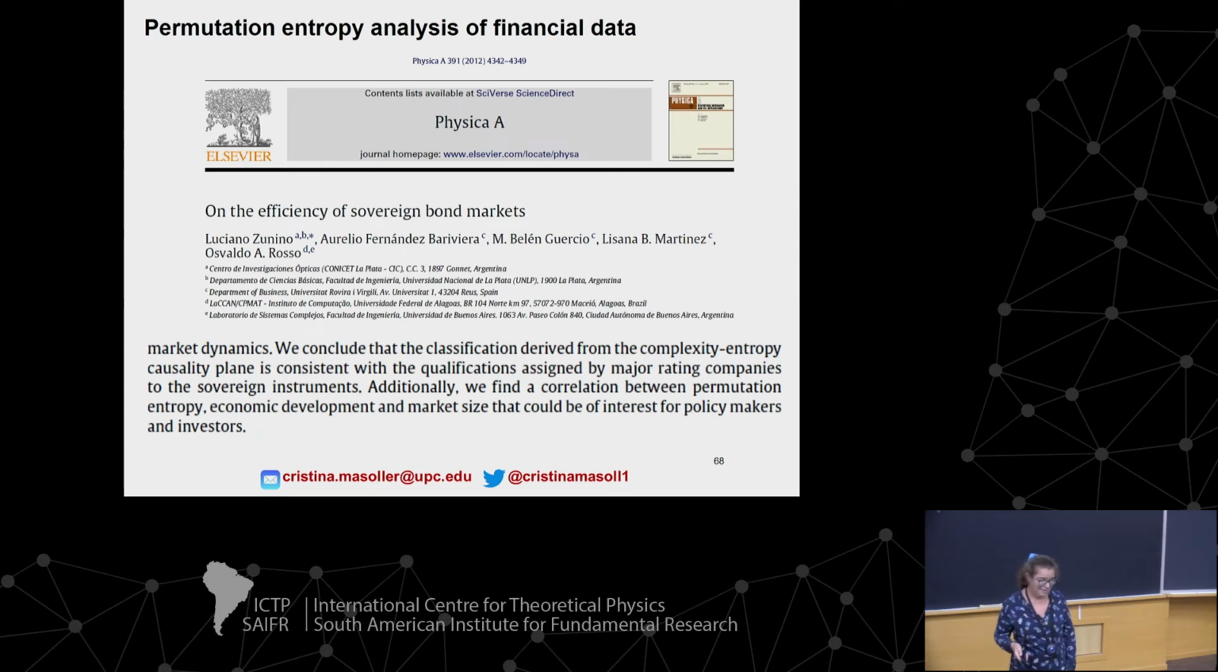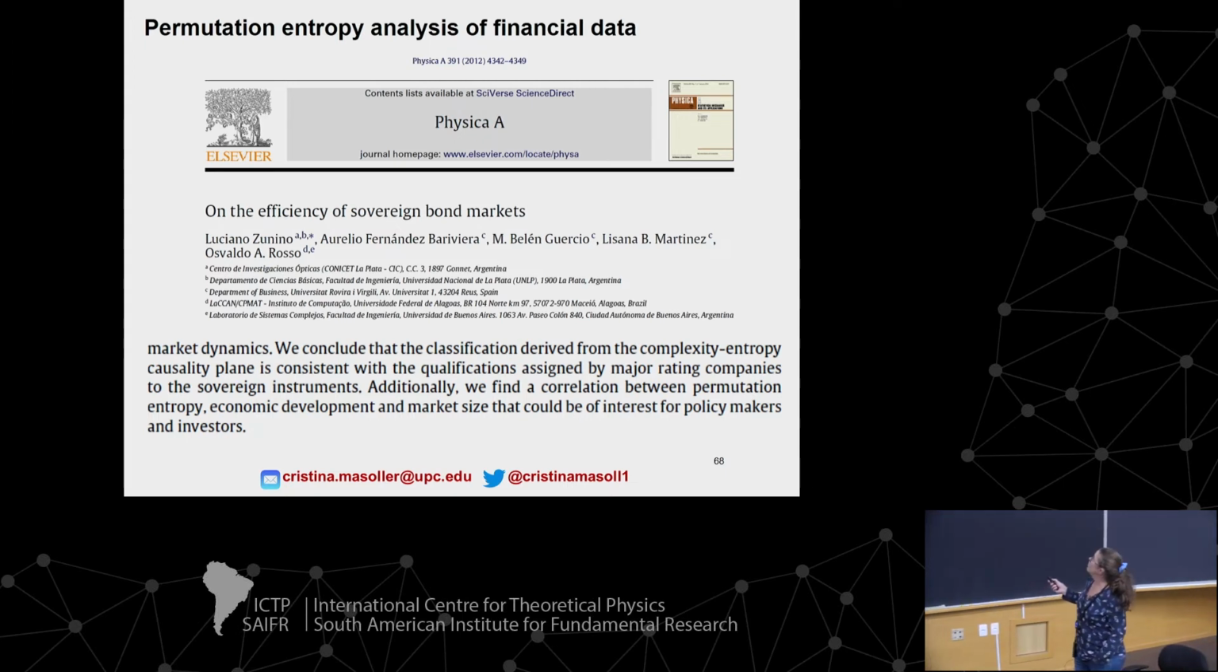It has been used to analyze empirical data, experimental data, from many different fields. And I'm just putting here an example on financial data. We find a correlation between permutation entropy and economic development and market size. I don't know how significant or relevant this correlation might have been, but this paper is quite old. I think it's 10 years ago. There's been more work on this, and if you're interested, you can find out.